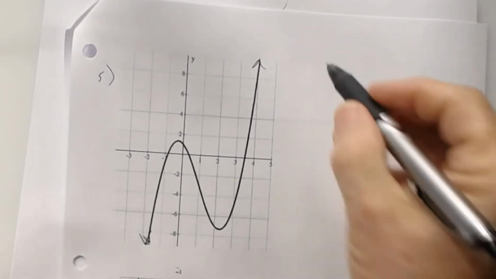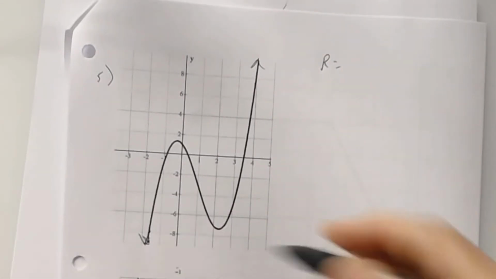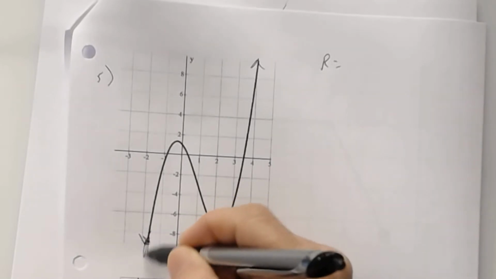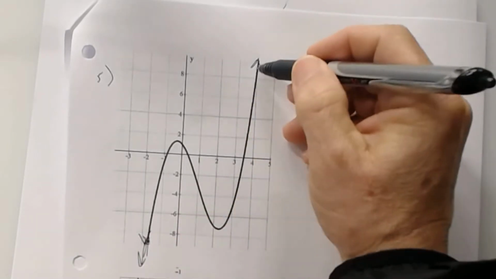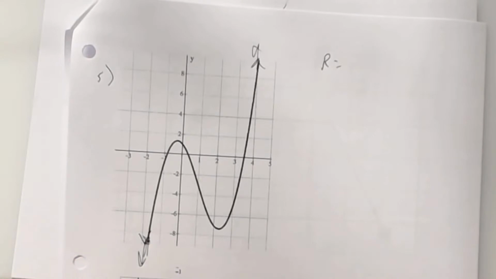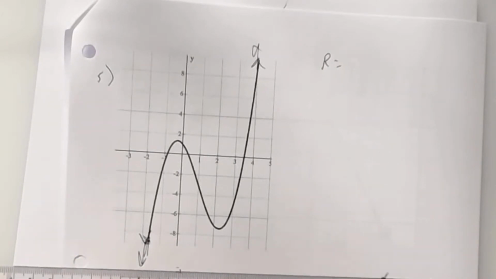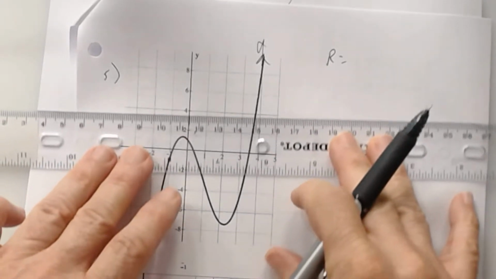Let's talk about the range. You see this arrow keeps going down like this? And this arrow keeps going up like this? So tell me something about the range. What do you think the range is? Negative infinity to infinity.